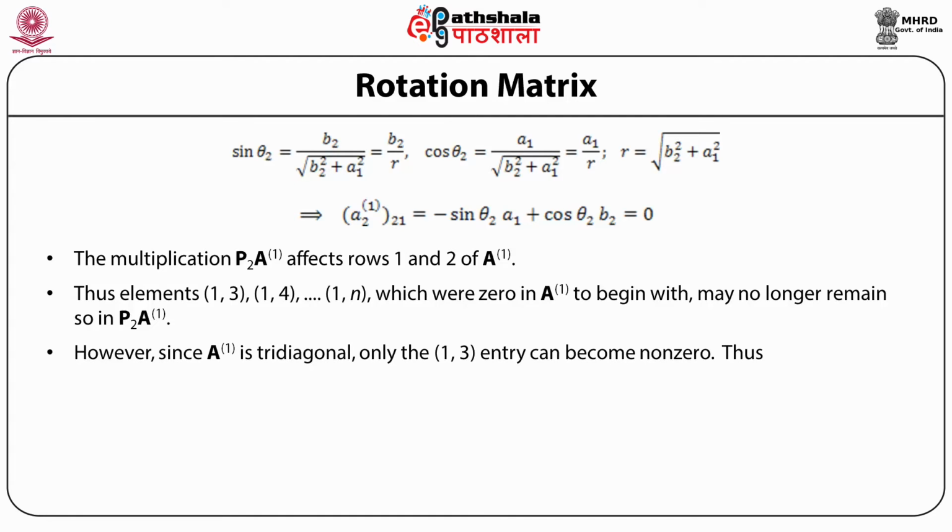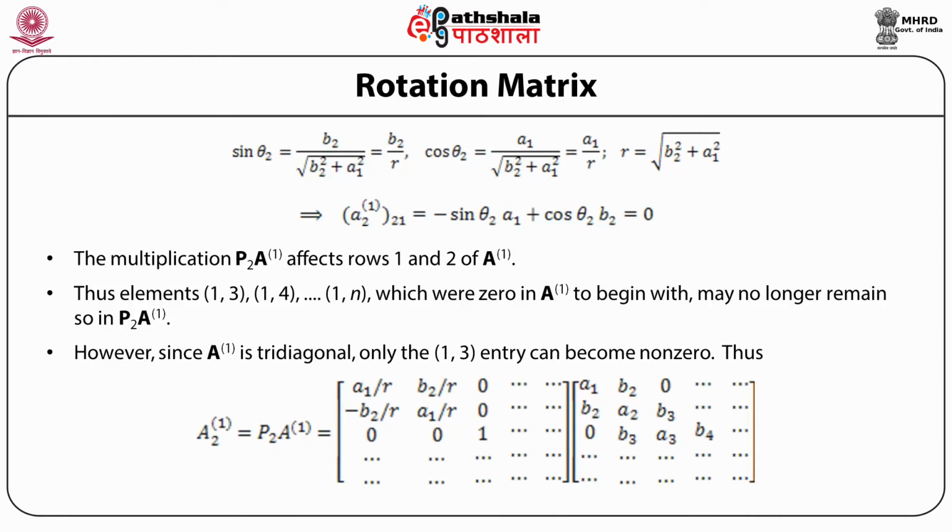However, since A^(1) is tridiagonal, only the (1,3) entry can become non-zero. Thus, A2^(1) equals P2 into A^(1) equals the matrix a1 by r, b2 by r, 0, 0; minus b2 by r, a1 by r, 0, 0; 0, 0, 1 and so on, into the tridiagonal matrix a1, b2, 0, 0; b2, a2, b3, 0; 0, b3, a3, b4, and so on.